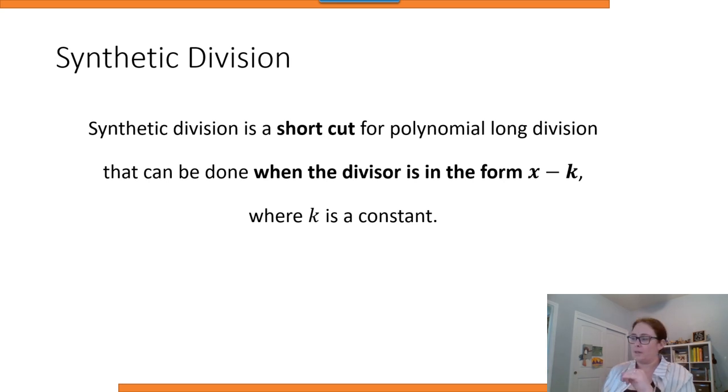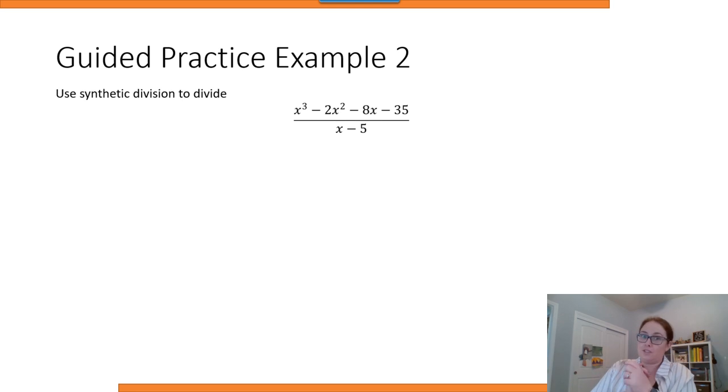But this can be a really streamlined way of finding the answer to a division problem without having to go through long division. So in this example, I have x cubed minus 2x squared minus 8x minus 35, and it's all being divided by x minus 5. So I have that nice simple divisor of x minus a constant.